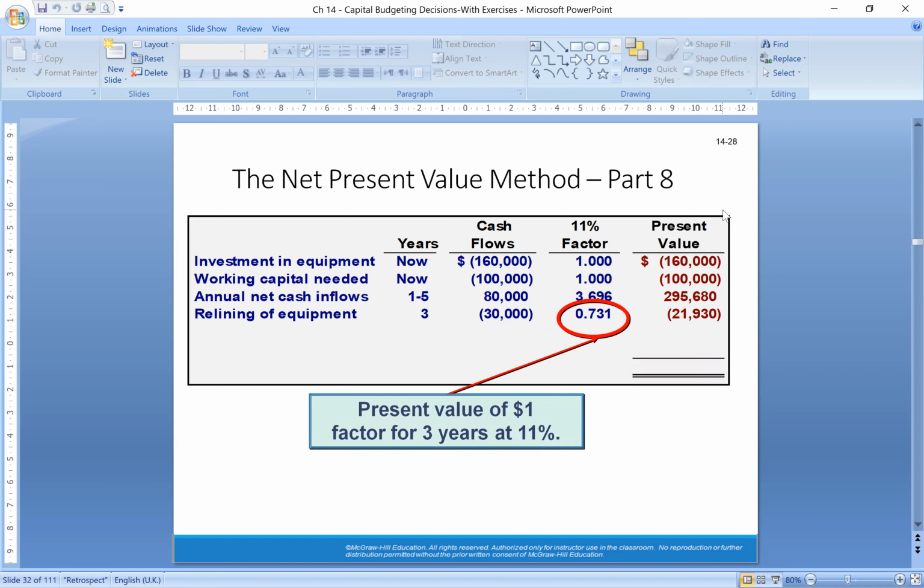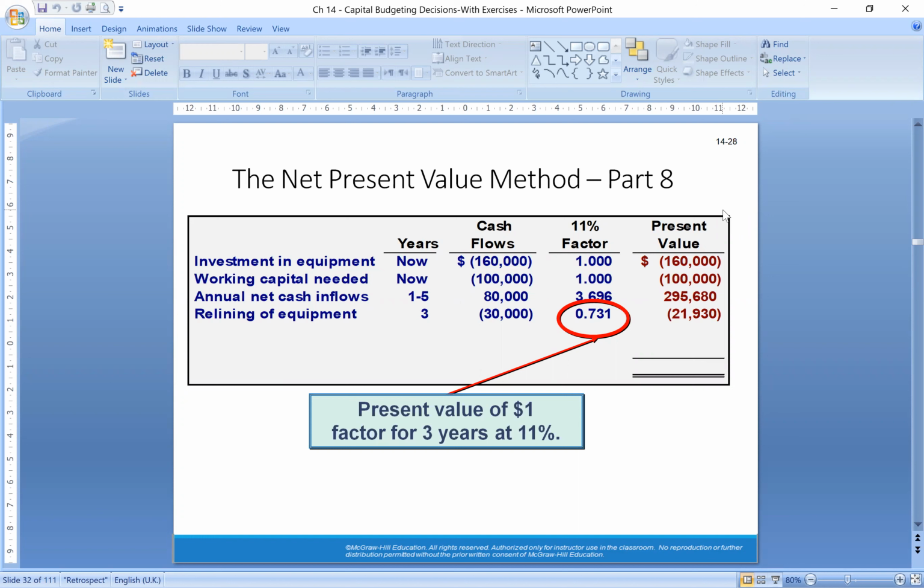The relining of equipment in year 3. We need maintenance for the equipment, which will be done in year 3. Is it paid one time or more than one time? One time. The relining or the maintenance of the equipment will be paid one time in year 3, which means I will use which table? The first table.